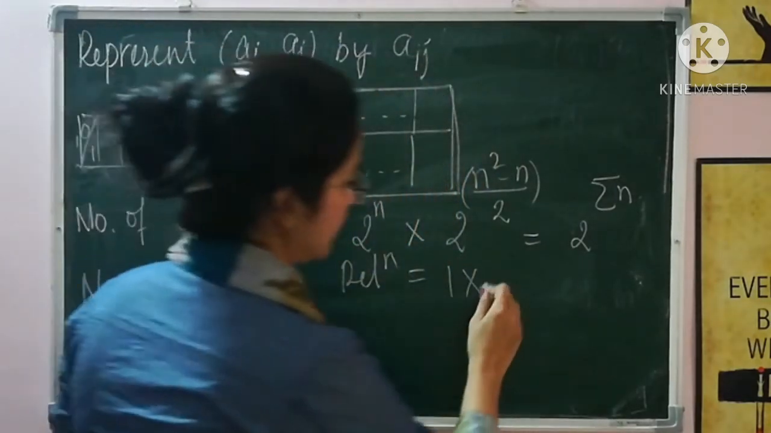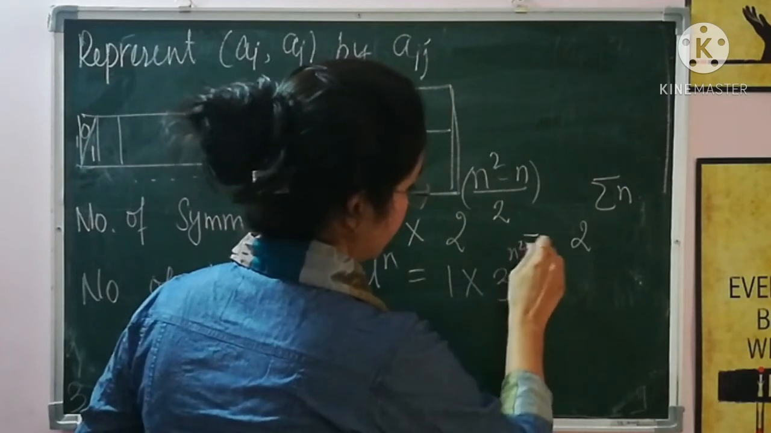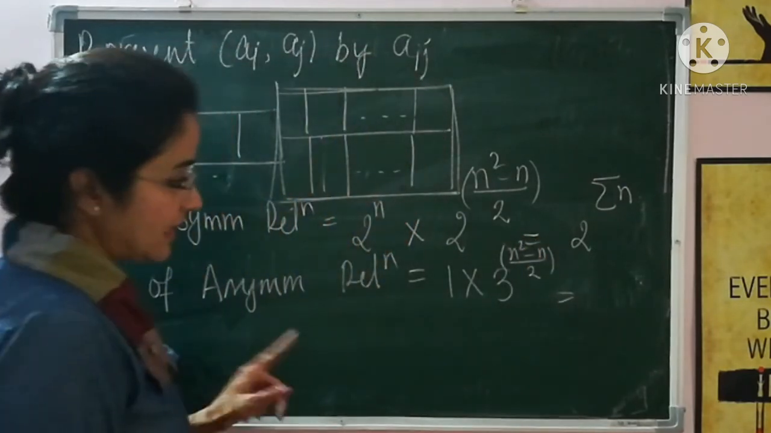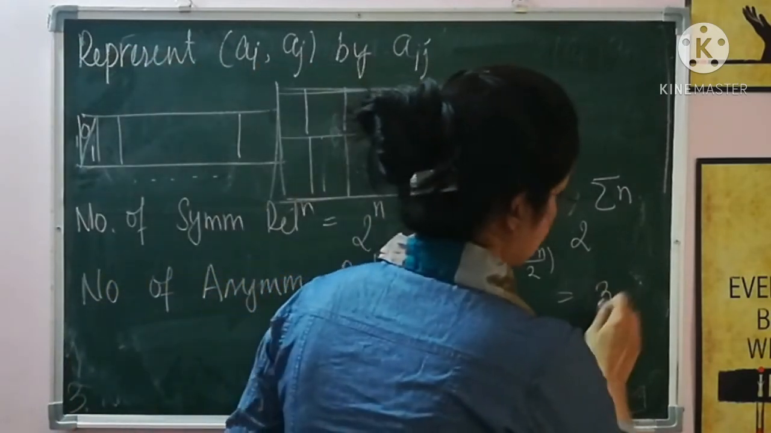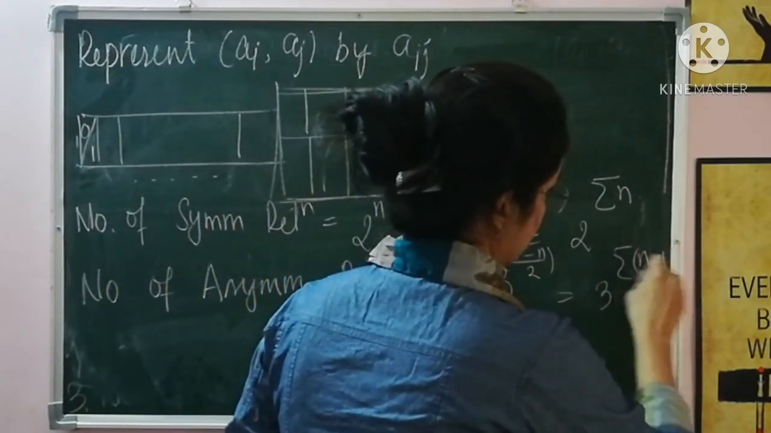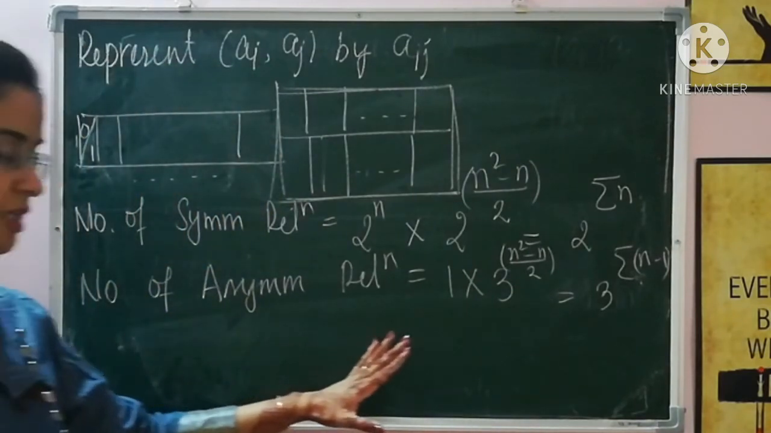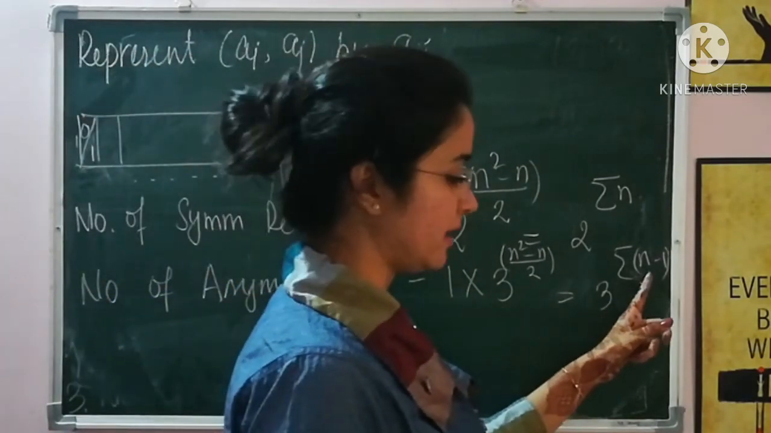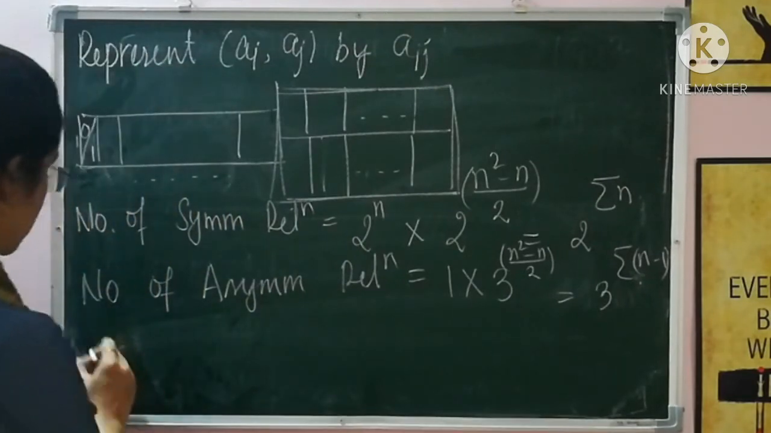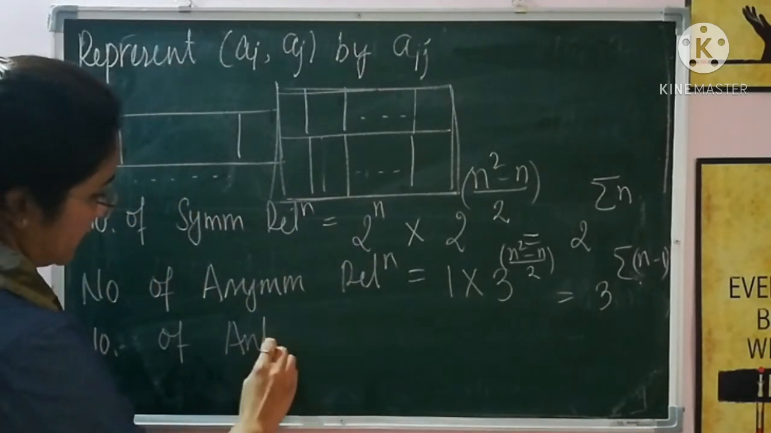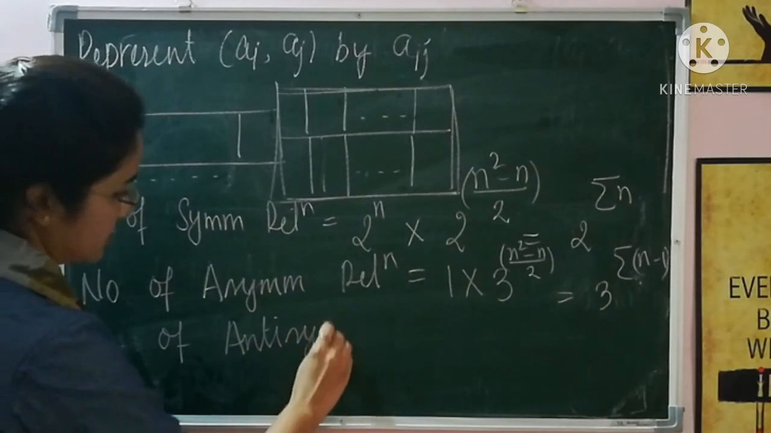So there are 3 options or 3 ways, and the number is 3 raised to the power (n square minus n) by 2, and this is I think 3 raised to the power summation n minus 1, right? So this is the number of asymmetric relations on a given set with n number of elements. Next है number of antisymmetric relations.